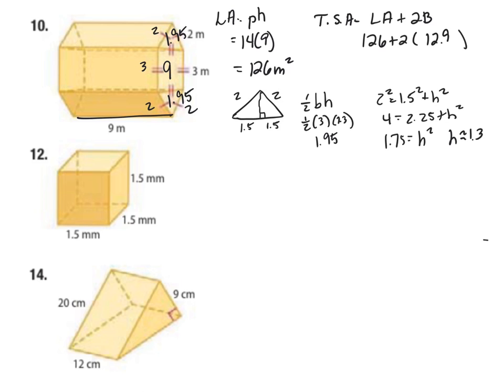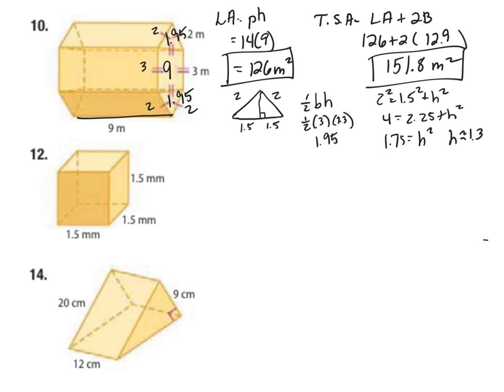So when I add two 12.9s, I'm going to get 151.8 square meters for my total. So here's my lateral, and here's my total.